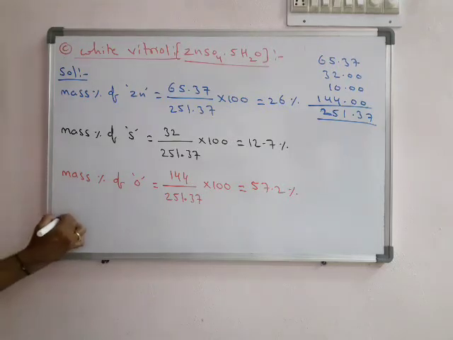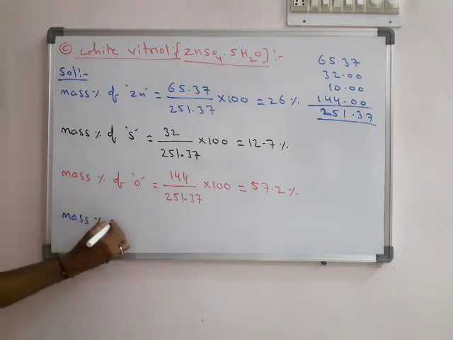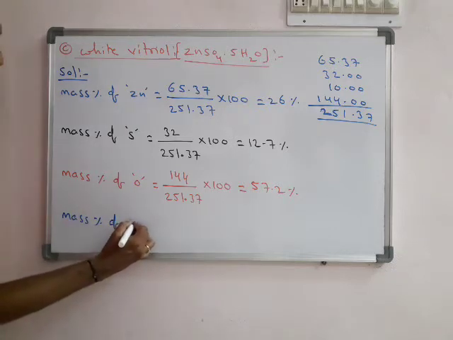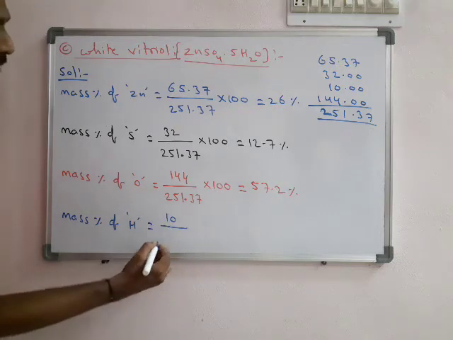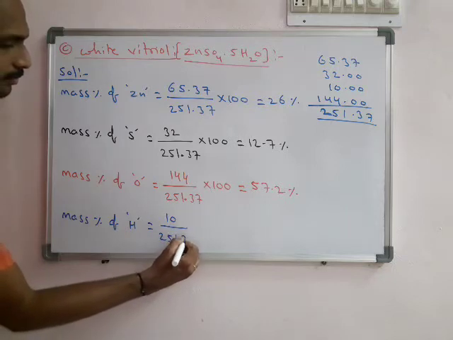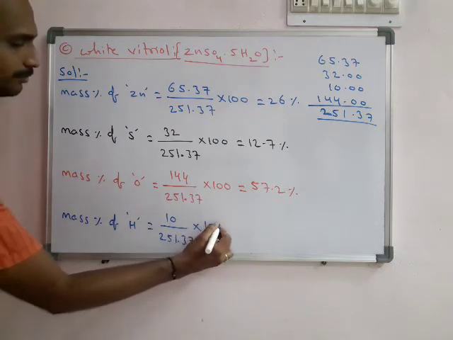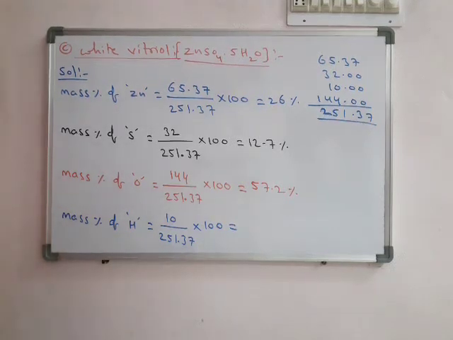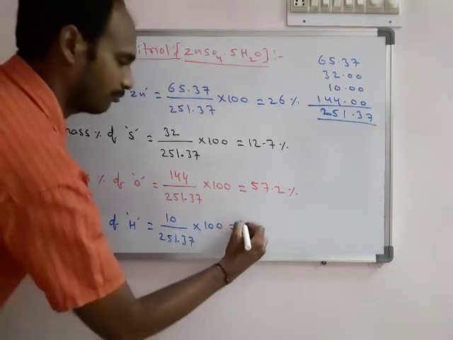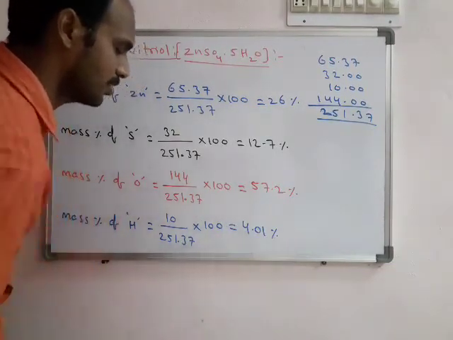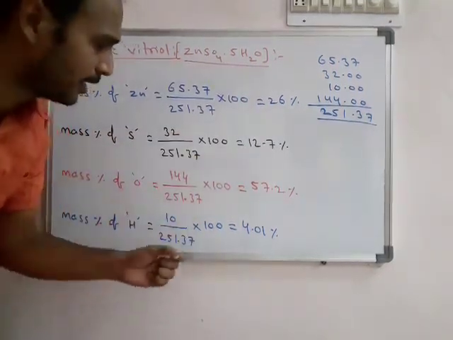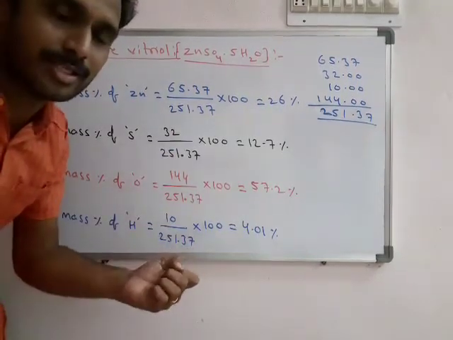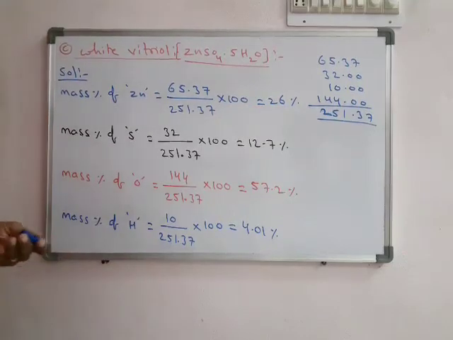Like the last one, the mass percentage of hydrogen. How many hydrogens? 10 hydrogens. That's simple. 10 hydrogens, each carries 1 gram, over 251.37, into 100. On this calculation, here also the percentage of hydrogen is very low, 4.01. Even though it contains 10 hydrogens, the mass of hydrogen is only 1 gram per atom. In all this calculation, we are getting a low value for hydrogen.